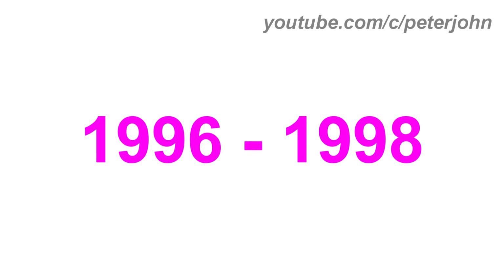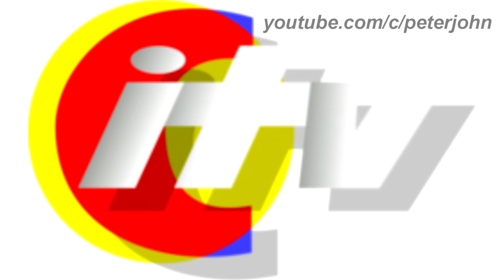1996 to 1998, they changed its name to CITV. There is a blue shape and on it there is a yellow circle, and on it there is a letter C in red text, and on it there is the word ITV in silver text.